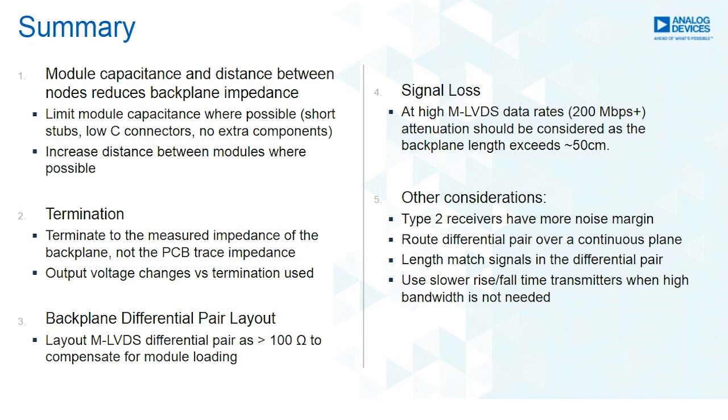Some other considerations that weren't discussed, we'll run through quickly here. Type 2 receivers have less noise margin, so only use Type 2 if it's necessary. Route the differential pair over a continuous plane, as you would normally do in PCB layout. And length match the signals in the differential pair to avoid any mode conversion. And if you're using a low bandwidth or low speed M-LVDS bus, consider using one of the slower transceivers in the portfolio, which have slower rise and fall times, which are less susceptible to reflections.